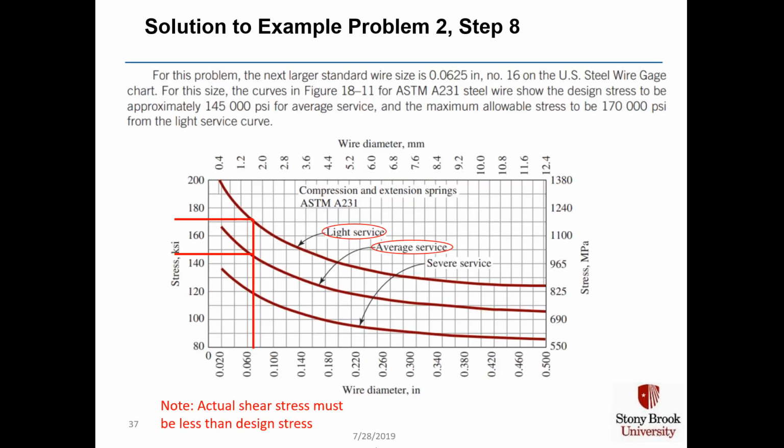When we substitute 0.063 inches for the wire diameter, we see based on our loading curve for ASTM A231 material that the nominal operating range or average service cannot exceed 145,000 psi, and the stress for the solid length of the spring is compared to the light service curve, and that stress cannot exceed 170,000 psi.